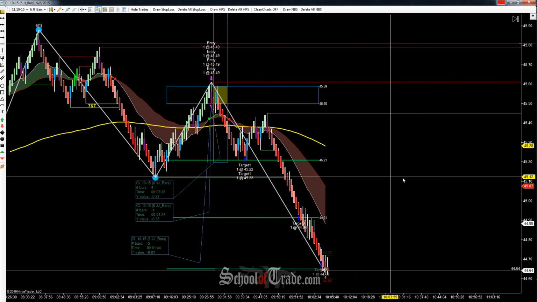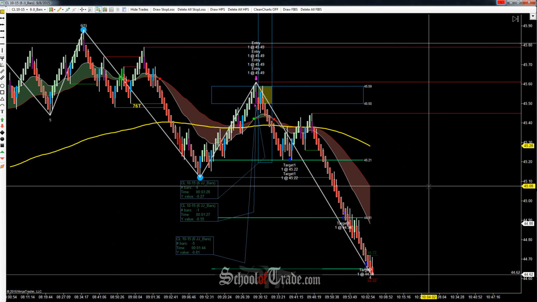But that's going to do it for us on this one. Beautiful wave pattern short, 190 ticks on the trade.